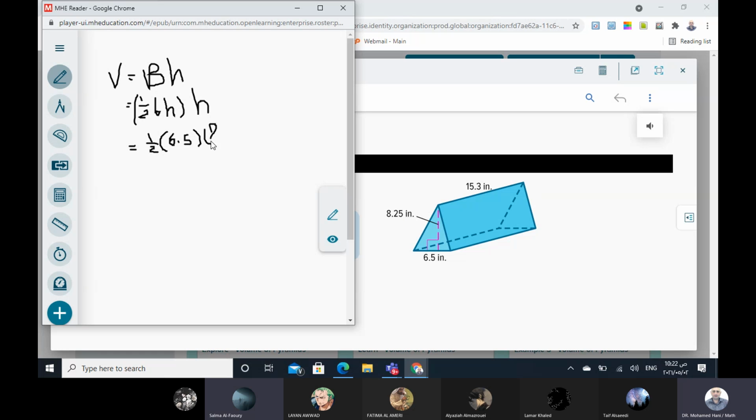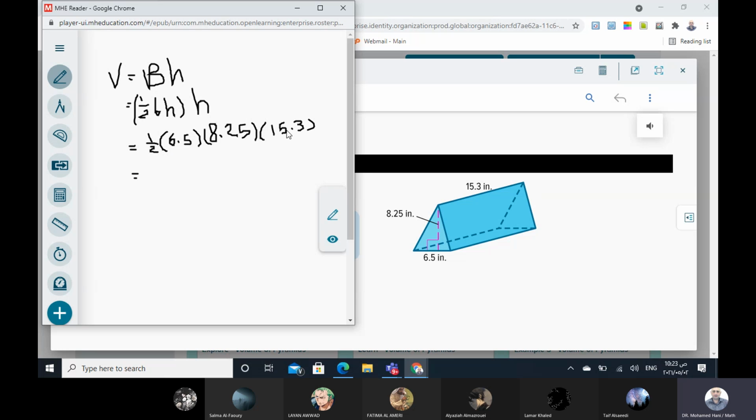Yes, the 1/2, did you multiply it with 6.5? Okay. Then multiply by the height of the prism. This is the height of the prism. So here we have 15.3.